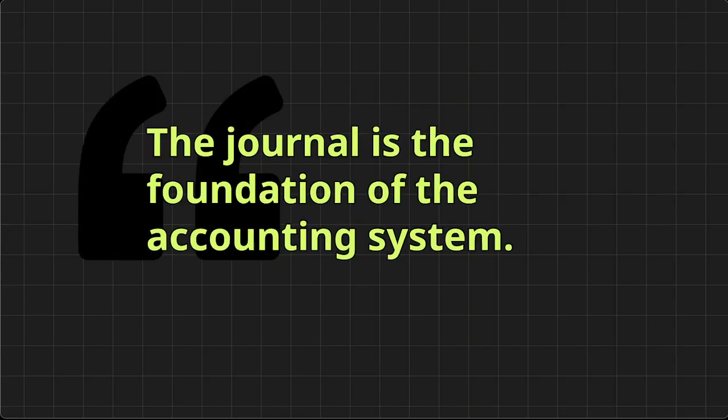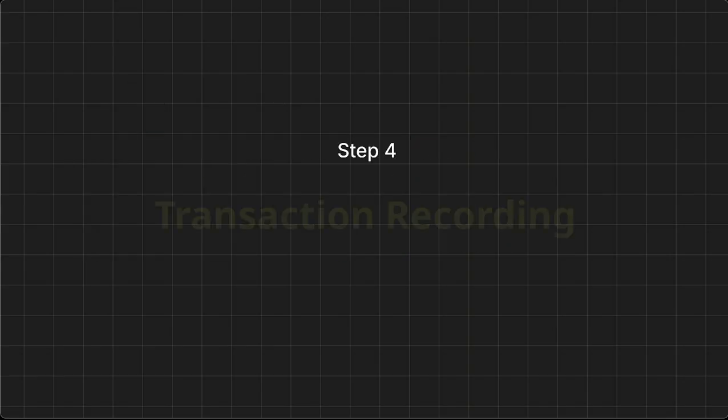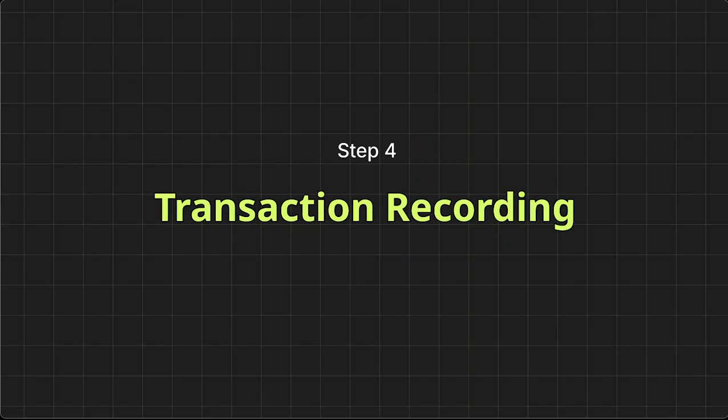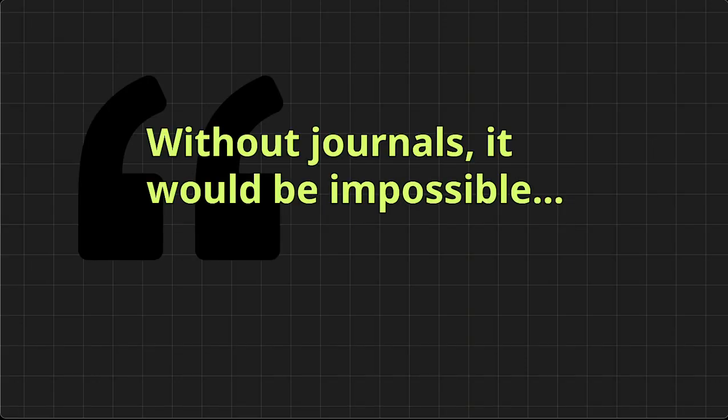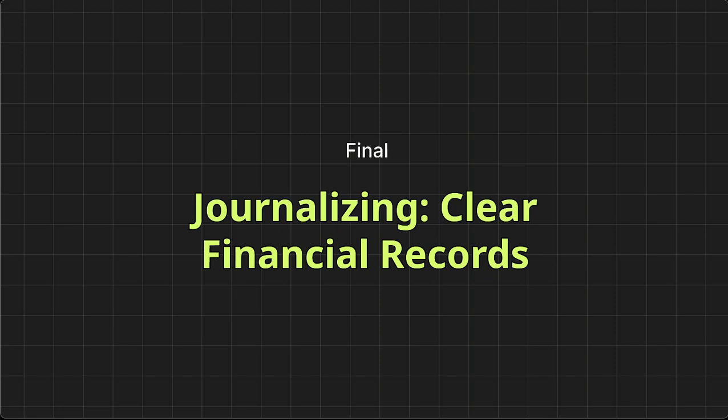Conclusion. The journal is the foundation of the accounting system. It ensures that every transaction is recorded accurately and in the correct order. Without journals, it would be impossible to create reliable ledgers or financial statements. By mastering the process of journalizing, accountants can maintain clear, organized, and accountable financial records for any business.